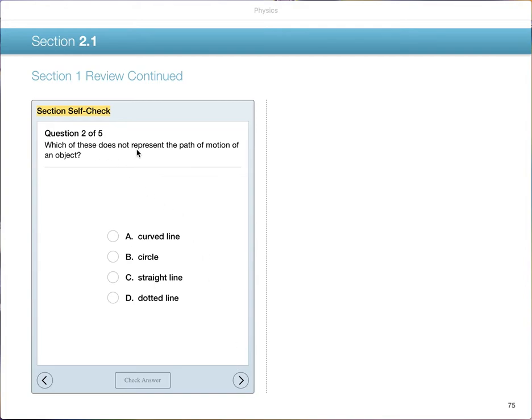Which of these does not represent the path of motion of an object? Well, objects can go in curves and circles and straight lines, but we don't represent them with dotted lines. In this chapter, 2 and 3, we're going to focus on motion in a straight line and come back to these other kinds of motion later in the semester.